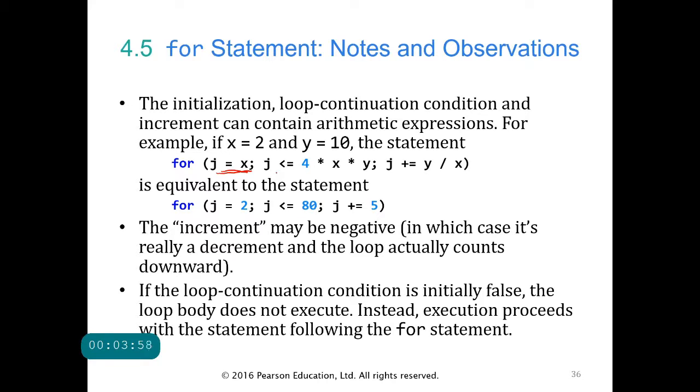And again, similarly for the condition as well, you don't have to write it in terms of exact variables. You don't have to write a definite value. You can write it like this. So j is less than or equal to 4 times x y. Similarly for the increment as well. In fact, if you check these values for x equal to 2 and y equal to 10, this is what your loop will actually feel like. This is what the impact will be. So this is something that you're allowed to do.